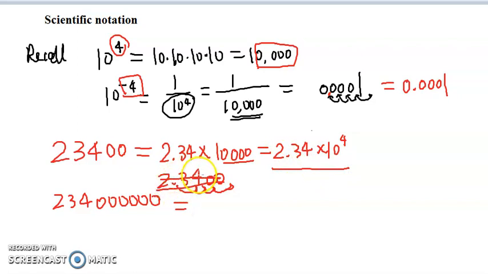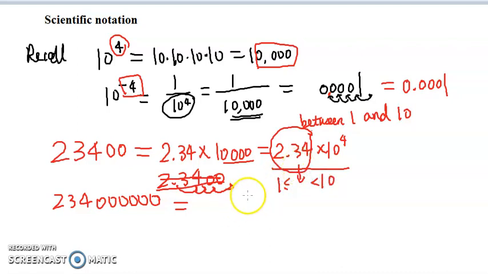So what we would like to have is a number between 1 and 10. It can be equal to 1, but it has to be less than 10. So it's greater than or equal to 1 but less than 10, whatever this number is.